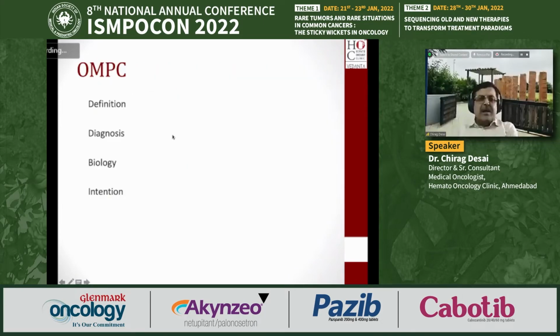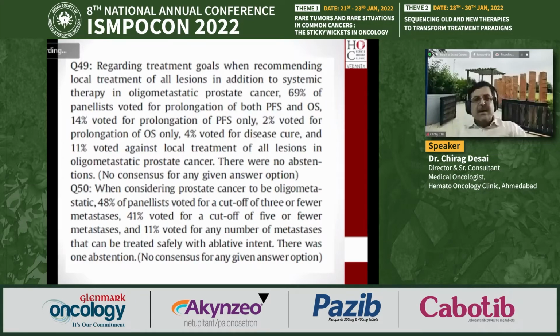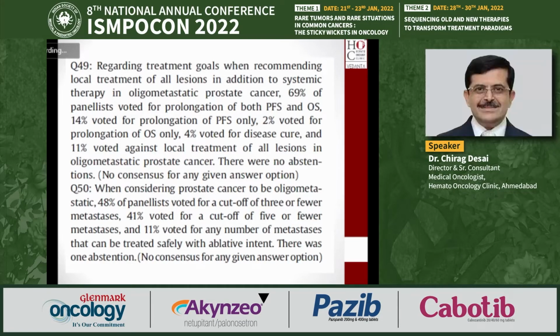In the 2019 St. Gallen workshop, the question was asked to various experts regarding the treatment goals when recommending local treatment for all lesions in addition to systemic therapy in oligometastatic prostate cancer. 69% of the panelists voted for prolongation of PFS and OS, and interestingly, only 14% voted for prolongation of PFS, 2% voted for prolongation of OS, and only 4% voted for disease cure. So even though we hope, very few experts are really hoping for the cure of oligometastatic prostate cancer, and we only want to improve survival.